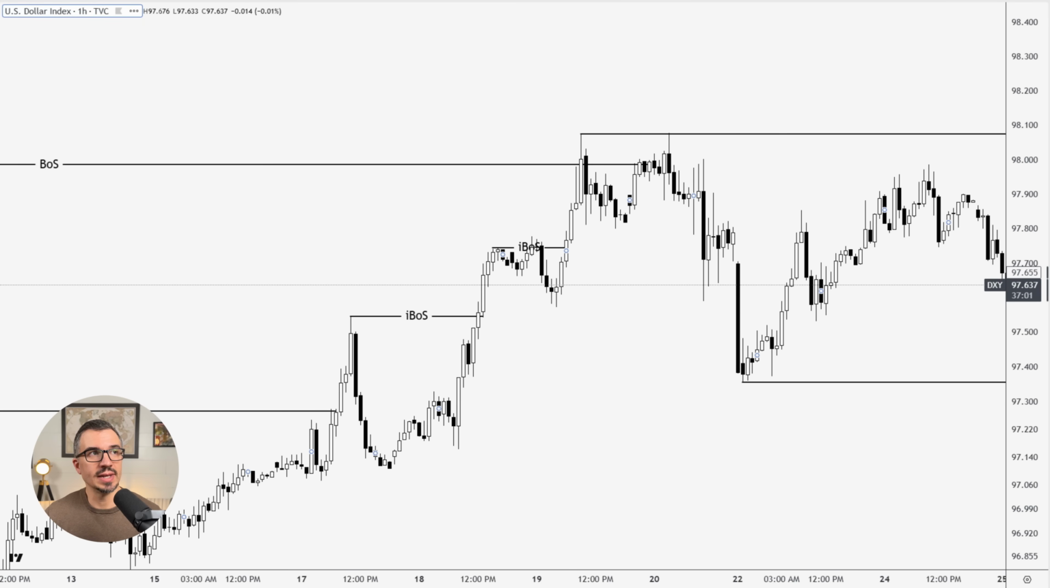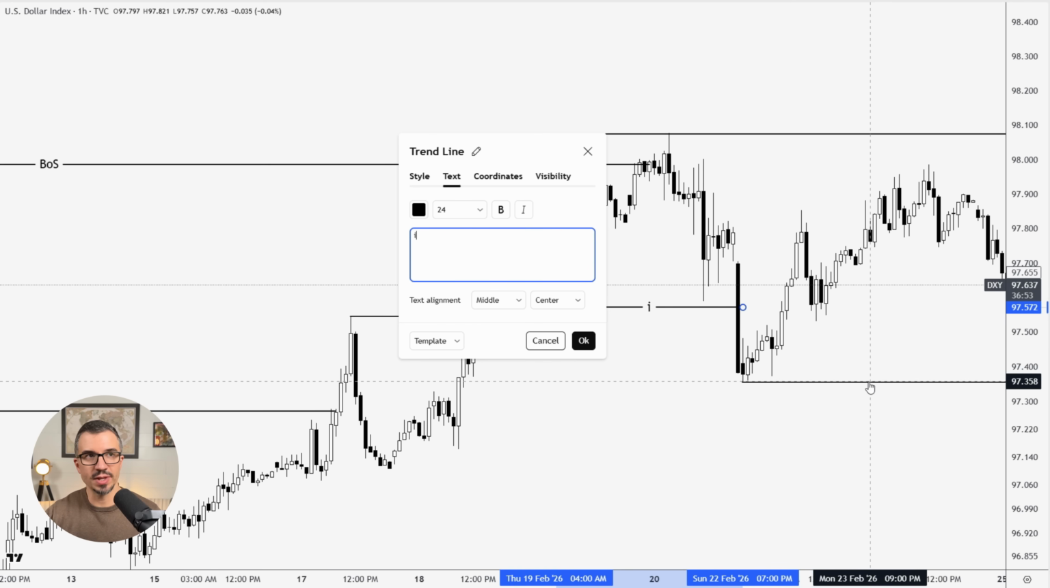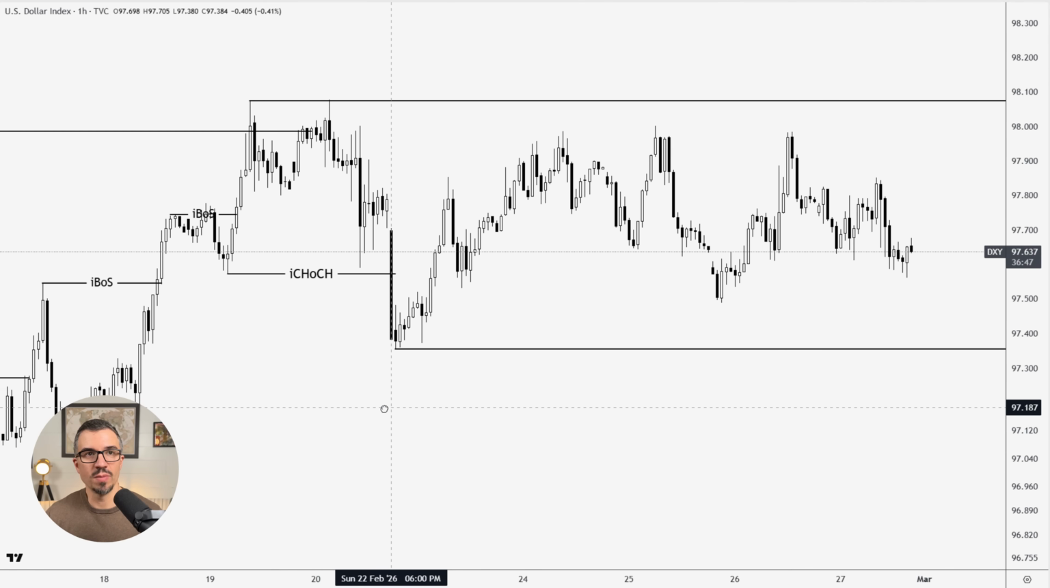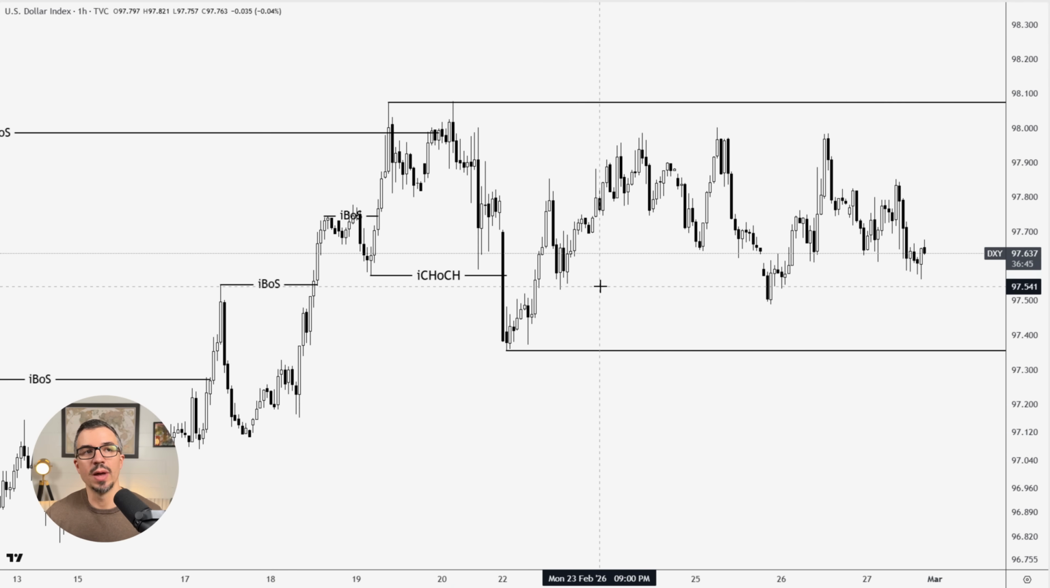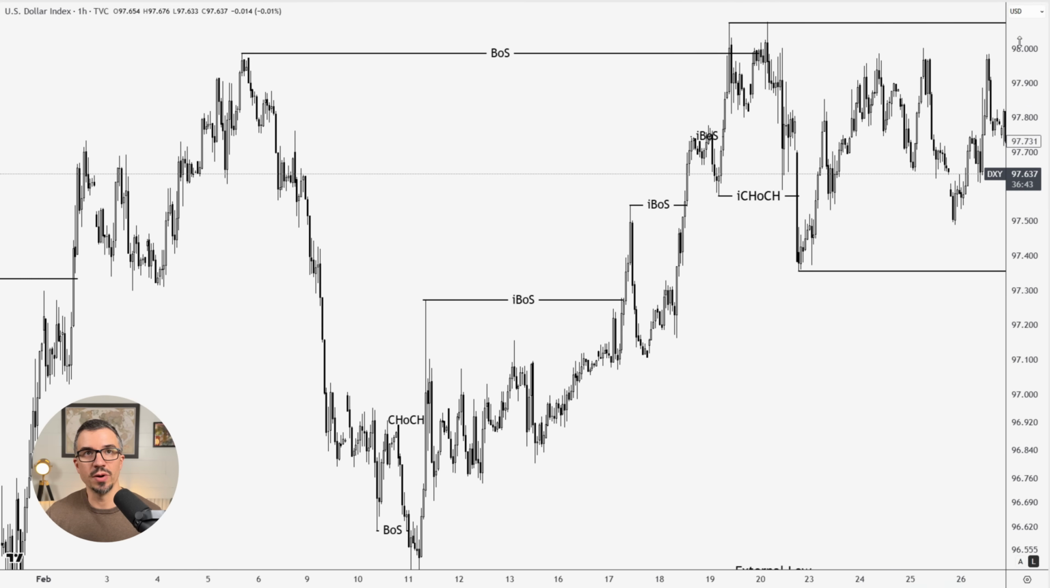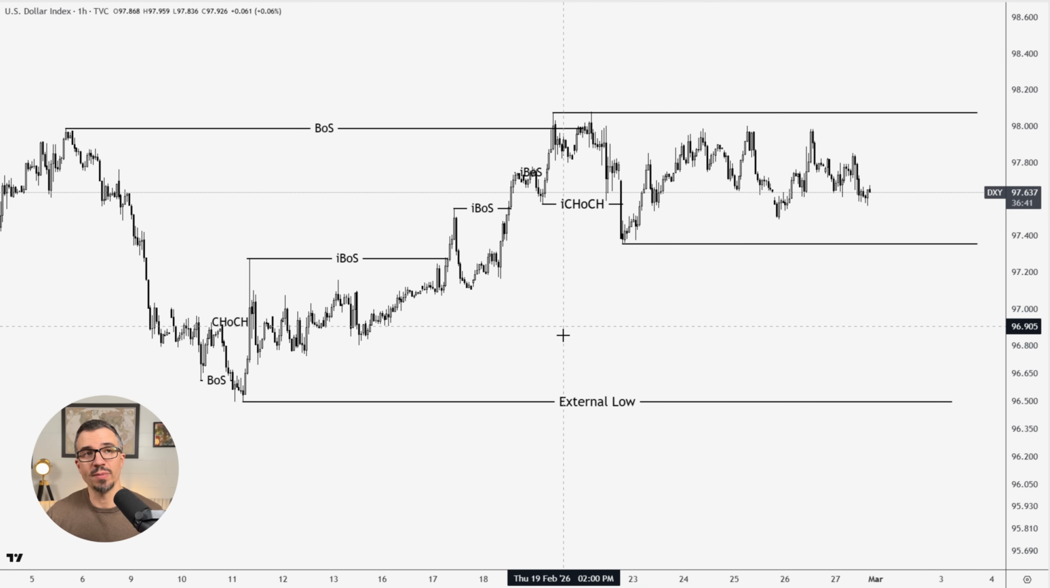Now what that means is that this back here is now going to be an internal change of character. If we just label this out, it's going to be an internal change of character to the point that this right here confirmed that sellers were taking over a bit. Now, again, this is all internal to this larger external structure. That's what you have to be careful of.